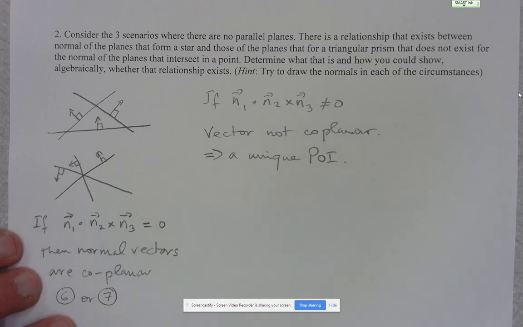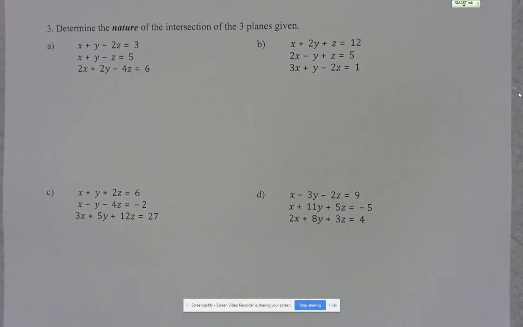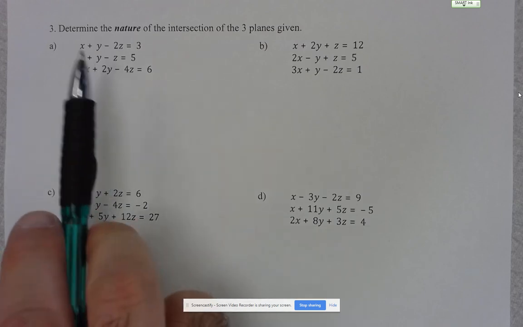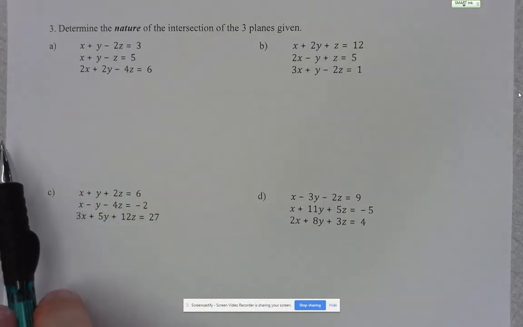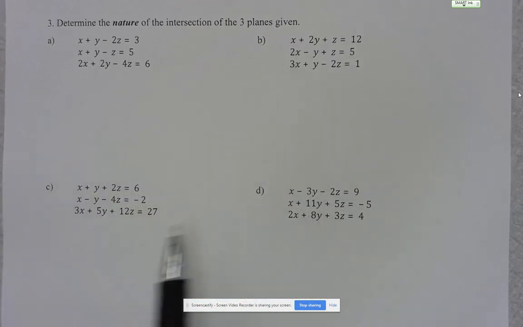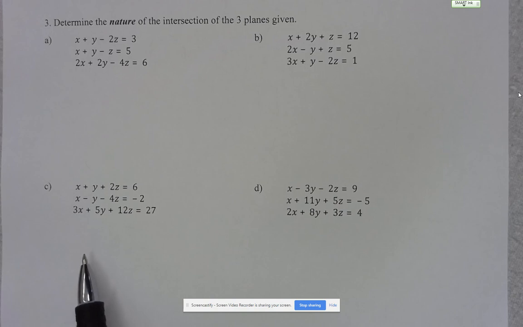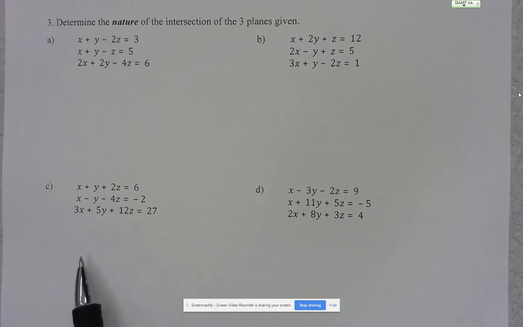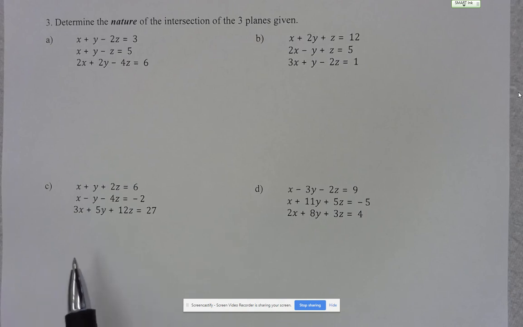All right, so what I'd like you to do now is work on number 3. Notice here that I'm just asking you for the nature of the intersection of these three planes. So I'm not asking you to determine what the intersection is, but based on whether there's parallel planes and based now on the scalar triple product, you should be able to tell me what the possibilities are. So in most cases, you should be able to tell me exactly what's going on, although there might be some cases where you can give me only options. Okay, so work on this and we'll come back together and take it up together.